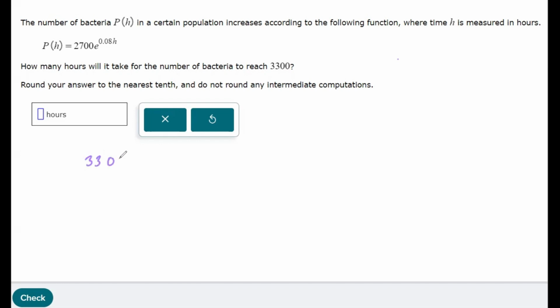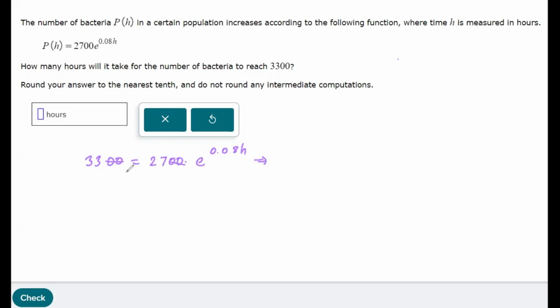So 3,300 is our goal to achieve. So you get 2,700 times e to the 0.08h. We want to find the h alone, but that's the exponent. When we are trying to find the exponent, that's the job for the logarithm. But before we do, we need to remove this coefficient from the exponential part. So maybe I can simplify, divide both sides by 100 to cancel these zeros to make it a bit simpler.